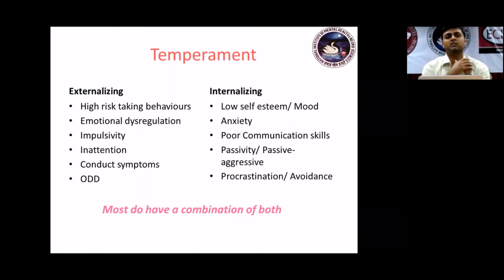Temperament: there are two different temperaments we tend to assess, externalizing and internalizing. Externalizing is in the form of high risk-taking behaviors, emotional dysregulation, impulsivity, inattention, conduct symptoms, and oppositional disorder symptoms like lying, stealing, and other conduct symptoms. Internalizing symptoms are in the form of low self-esteem, low mood, anxiety, poor communication skills, poor coping skills, passivity and passive-aggressive ways of communicating, procrastination, and avoidance behaviors.